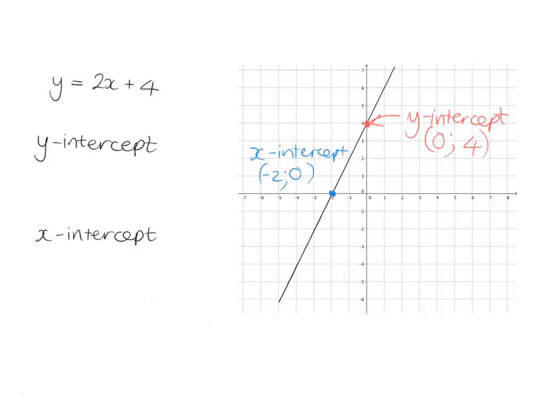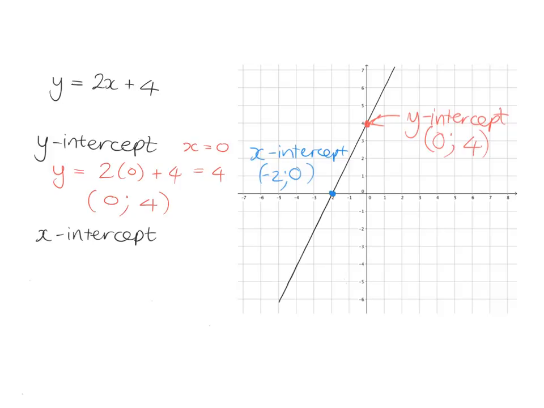Now let's look at how we could have worked each of these out from the actual equation of the graph. And it's very, very simple. For your y-intercept, as we saw, it's where the graph cuts the y-axis, so the x value is 0. So to work out your y-intercept, you put x equal to 0 in the equation. So what you'll get is that y is 2 times 0 plus 4, which is equal to 4. So your x value is 0, and here you've worked out your y value is 4.